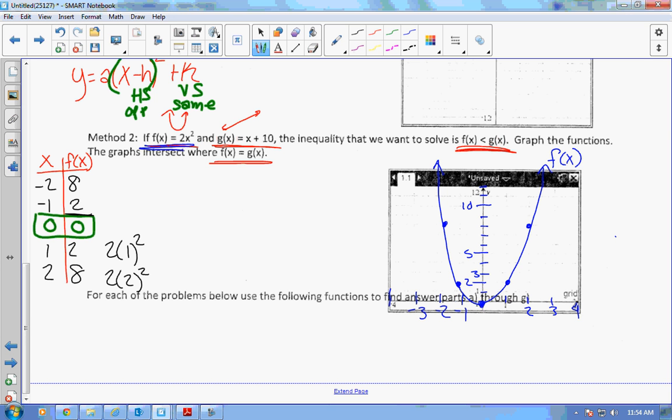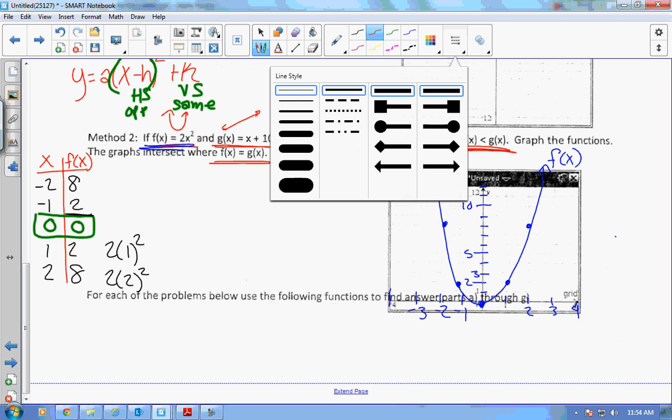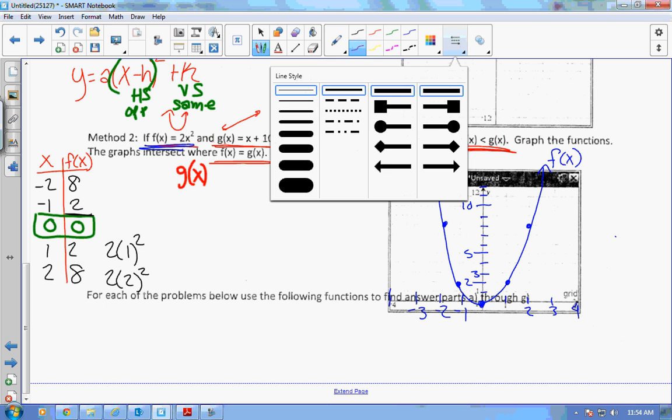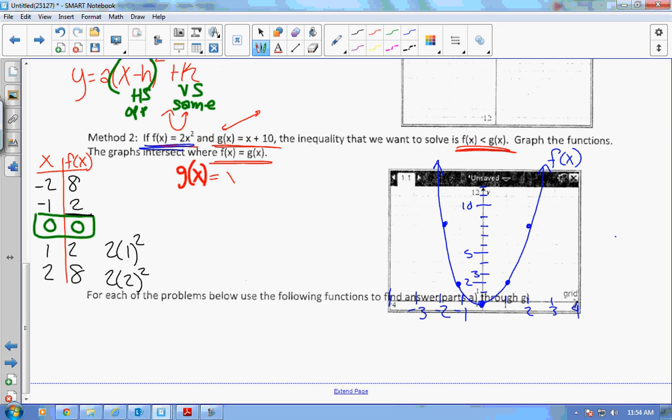G of x, you've already said is linear, so let's get some points. It should look like a line.